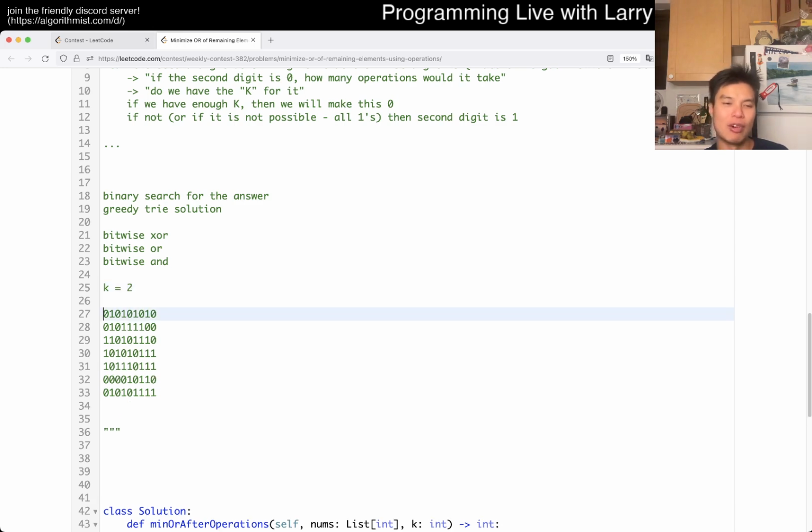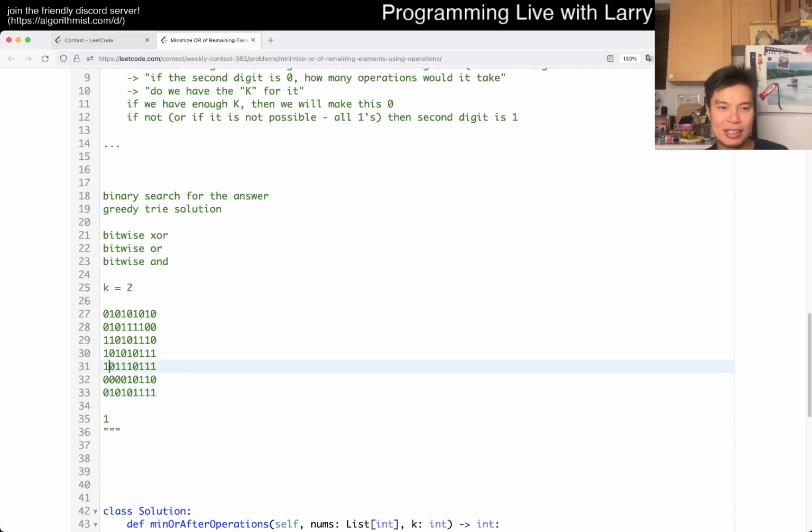Well, with 2, what happens? Let's go with the first digit. In the first digit, we have 3 ones, and of course, you can end them in some way. It doesn't really matter, but it takes 3 operations to do it. So the answer is no. The first digit has to be 1, right? Because there are 3 of them, and you only have k equal to 2, right? So this is the answer for the first digit.